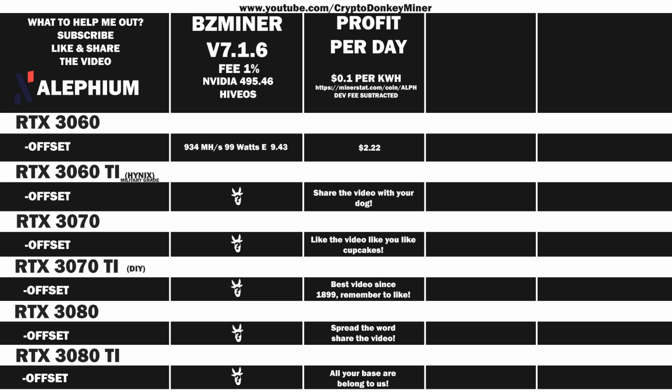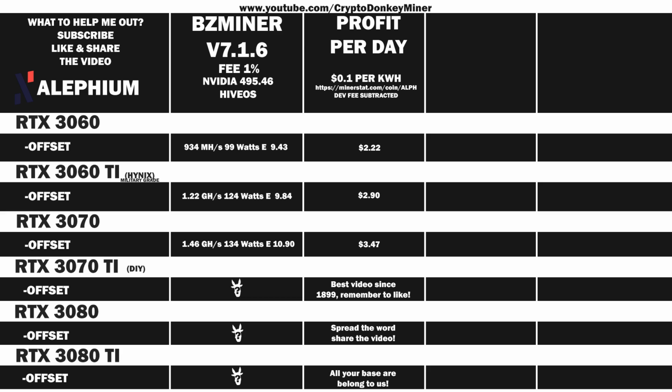Now it's time for the RTX 3060 Ti. 1.22 GH/s at 124 watts with an efficiency rating of 9.84. You'll earn $2.90 per day.